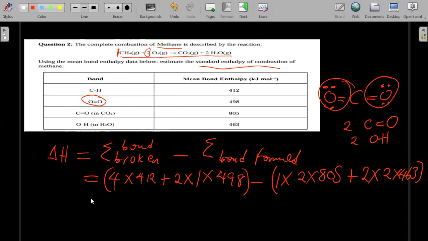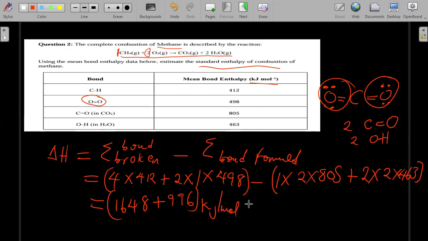So we start with the first one here. We have 4 times 4, 4. If we do 4 times 4, 4, we are going to get 16, 4, 8. Then plus, we go to this one: we have 2 times 1, which is 2. So we're going to have 2 times 498, and there we're going to get 996. For the units, they are in kilojoules per mole. Just remember that.